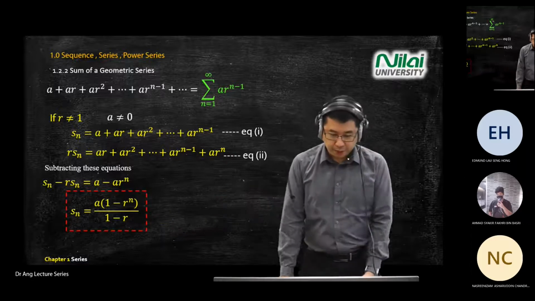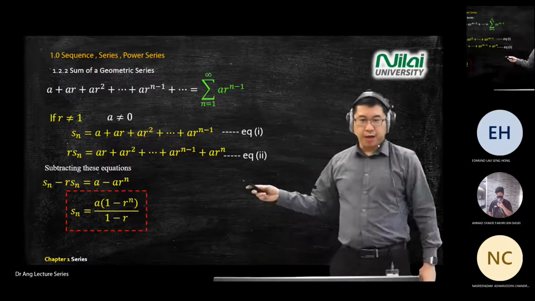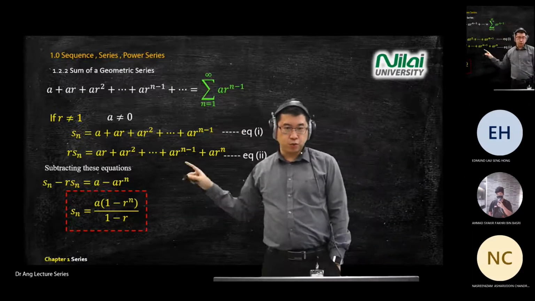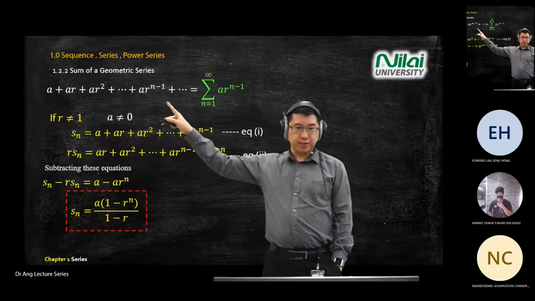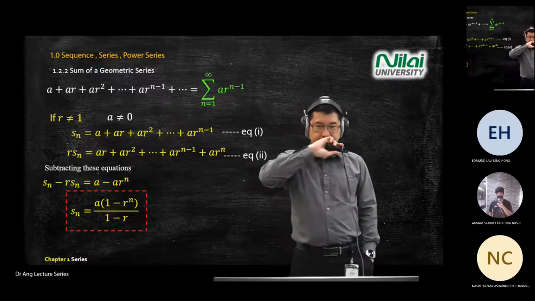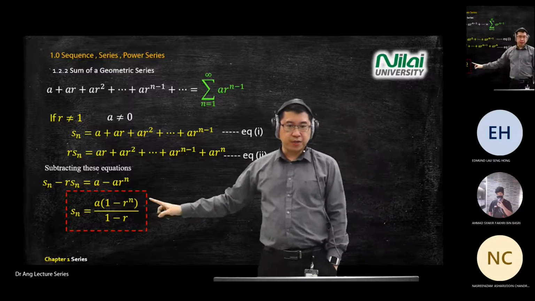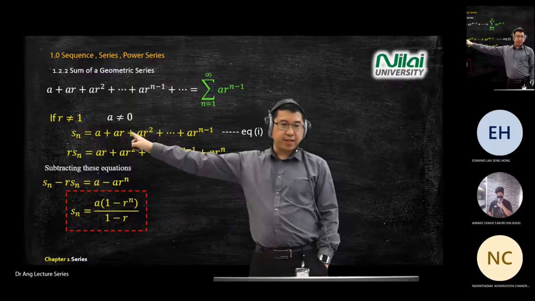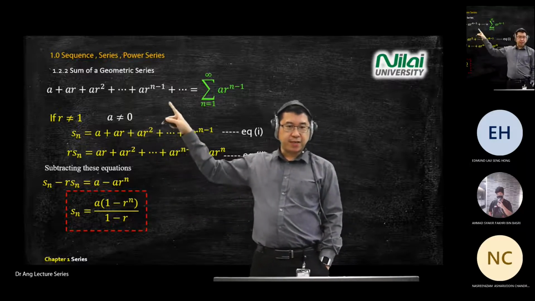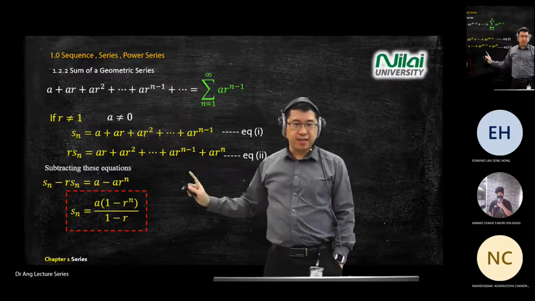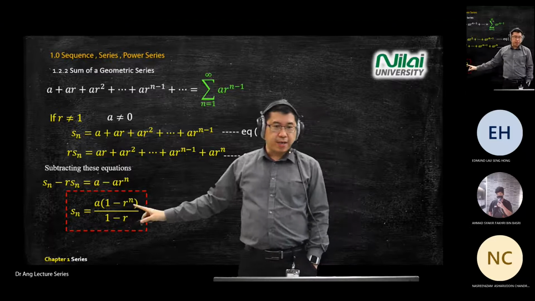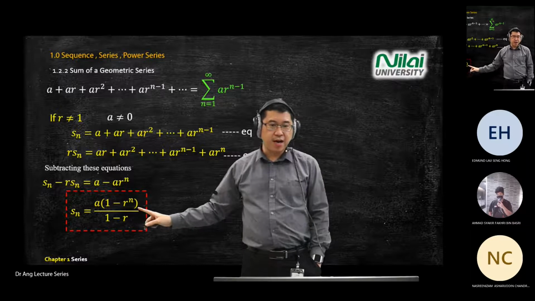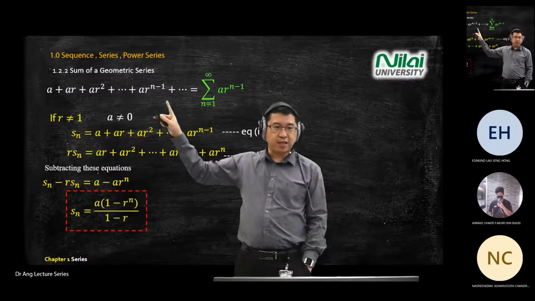When we are processing geometric series data, if the question asks us to calculate a geometric series, straight away you can use this equation. Sn equals A, where A is the first number in the geometric data, times 1 minus R to the power n, divided by 1 minus R. R is the ratio in the geometric series.